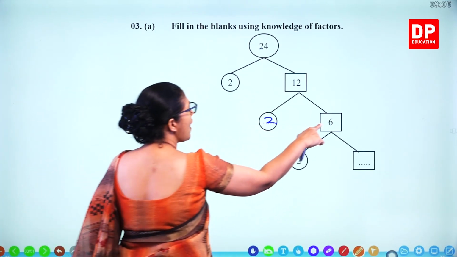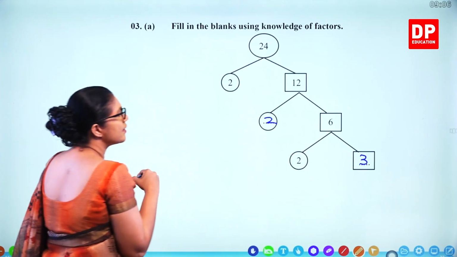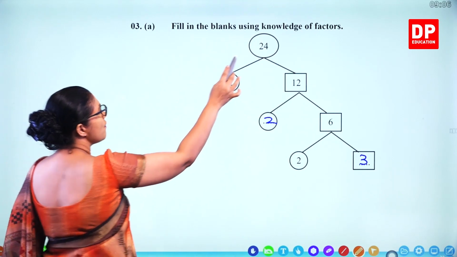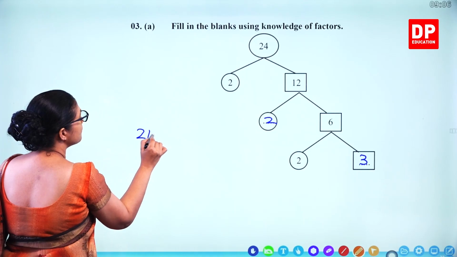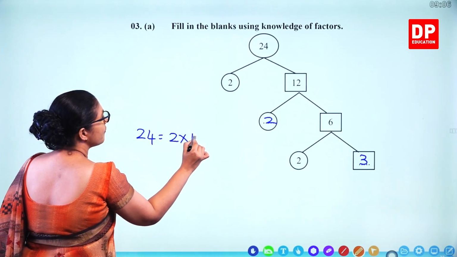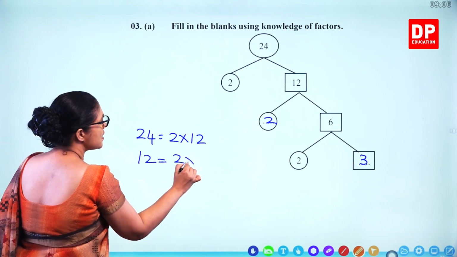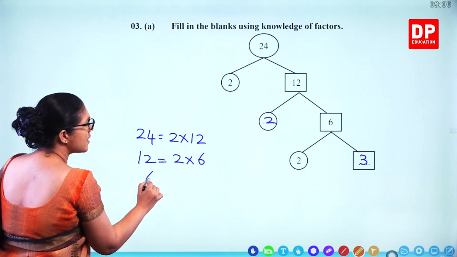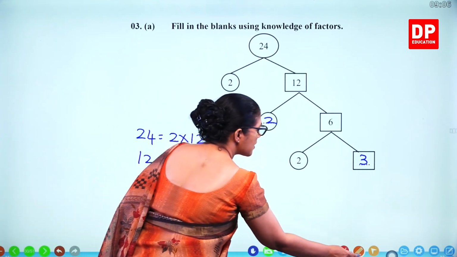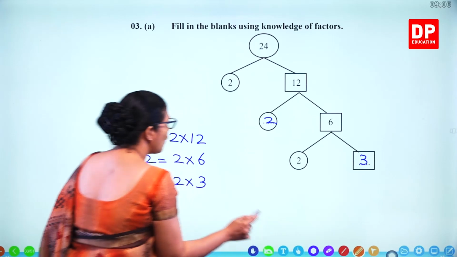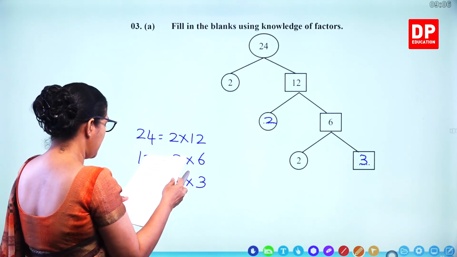Then what are the factors of 6? 2 times 3. So what are the factors of 24? 2 times 12. What is 12? 2 times 6. And what is 6? 2 times 3. So how many marks do you get for these blanks? You get 1 each.